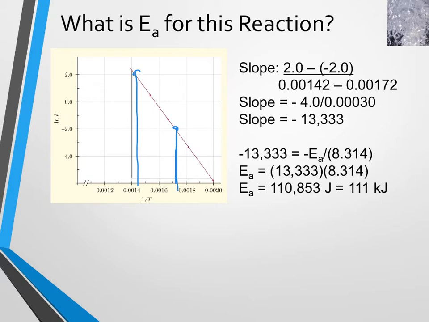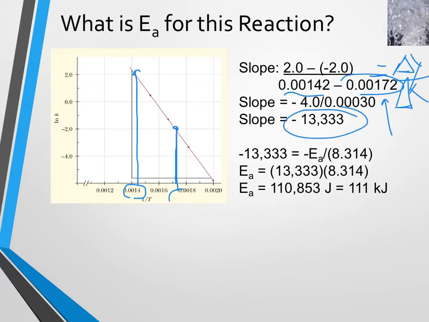So the change in y, those are the 2 points I picked, and the change in x for those same 2 points would be, I estimated at 0.00142. Now it looks like 0.00145, whatever. This isn't a very accurate scale. And minus the other one is 0.0017 something. So when I do the calculation for the slope, I get somewhere around 13,000.